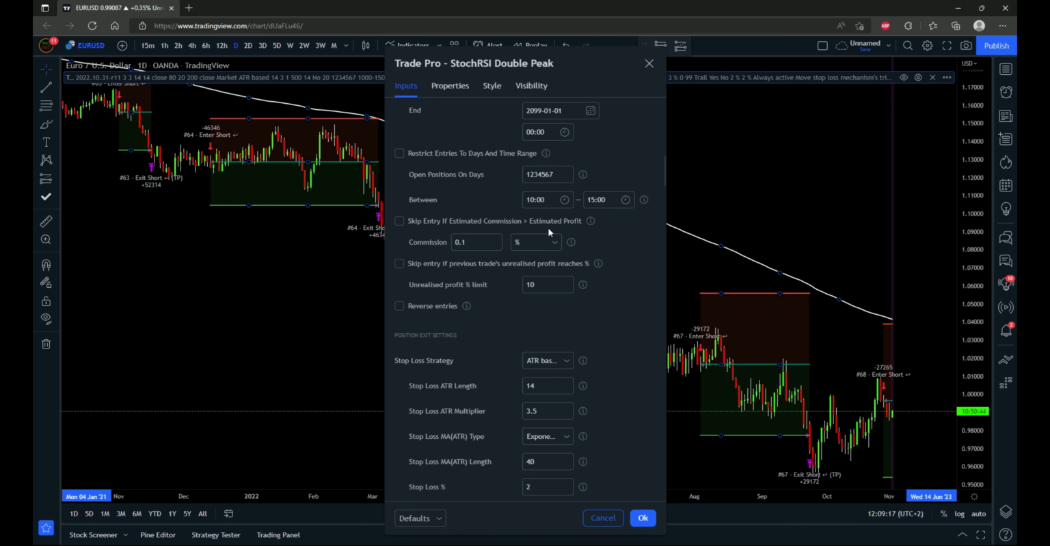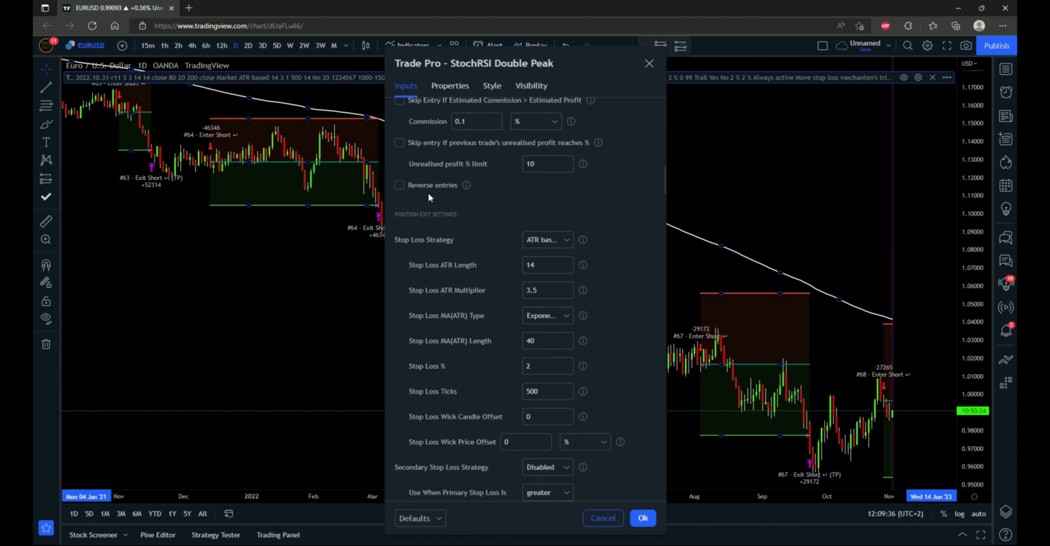So you can put the commission settings based on whatever exchange you're using. You can change the commission settings and then enable this if you wish to have it skip entries if the estimated commission is going to be greater than the estimated profit. You can also have it skip an entry if the previous trade's unrealized profit reaches a certain percentage. And you can also have it do reverse entries.